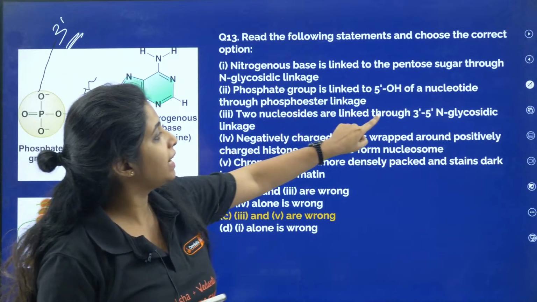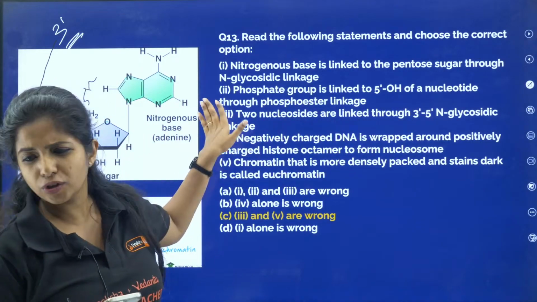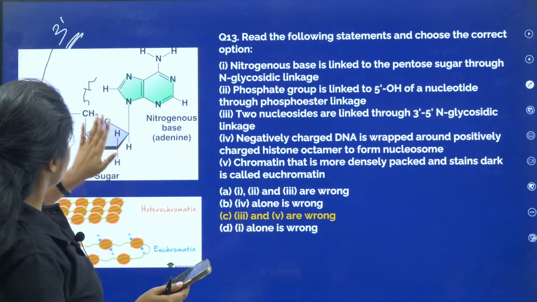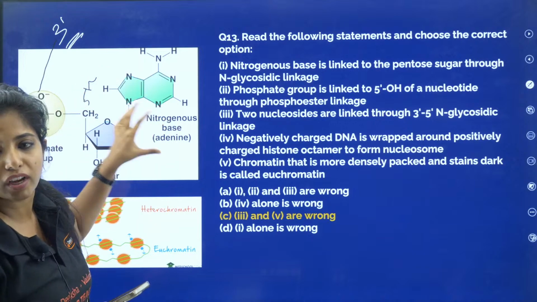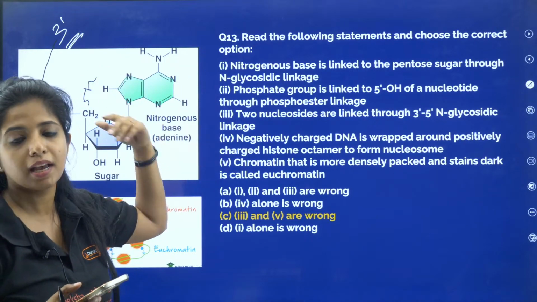Now 2 nucleosides are linked through 3,5 N-glycosidic linkage. Wrong. What do you mean by nucleoside? You remove this phosphate, the thing that is remaining over here, pentose and the nitrogen base, is known as nucleoside.